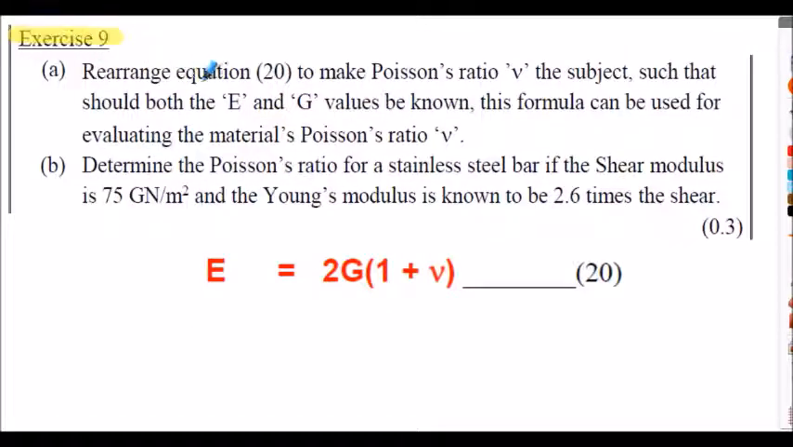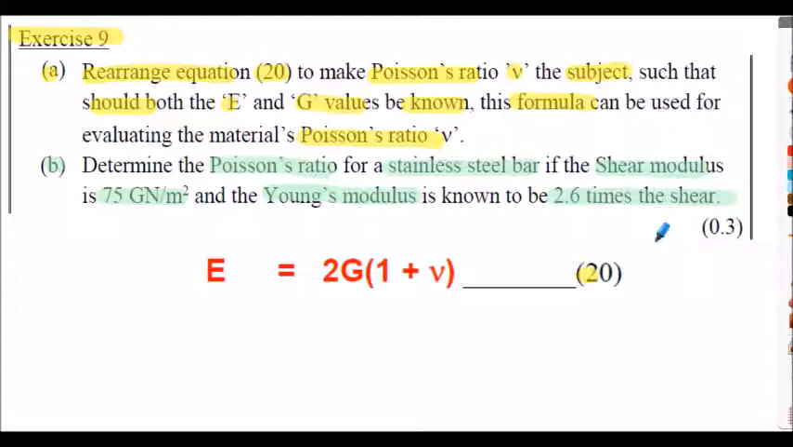So exercise 9. In part A, we're asked to rearrange equation 20, shown below for convenience, to make Poisson's ratio nu the subject of the equation. So that, should both the E and G values be known, this formula can be used to find the material's Poisson's ratio. And in part B, we're asked to use the equation to find Poisson's ratio for a stainless steel bar, given a shear modulus, the G value, of 75 giganewtons per meter squared, and a Young's modulus, the E value, of 2.6 times the shear modulus value. The answer is stated here. I'll let you solve exercise 9.